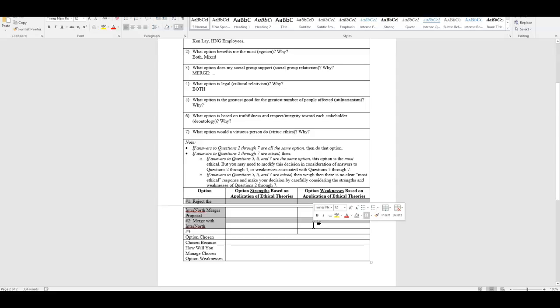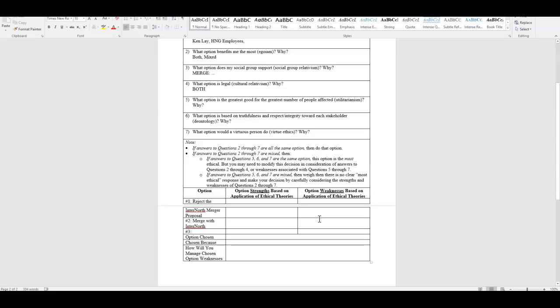Given what you've just typed in above, what are the strengths and weaknesses of these options? Well, if I reject the merger, it saves my job and that of other executives, and Houston Natural Gas remains in Houston. So I might put that as strengths for rejecting the merger. But the weaknesses in objecting to the merger, I'm going to fill in over here.